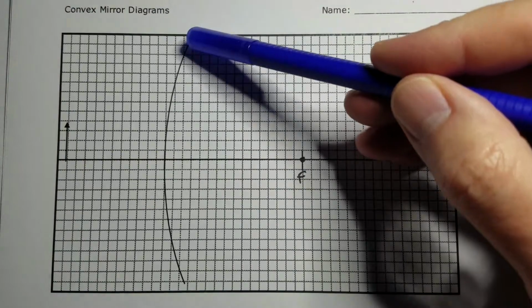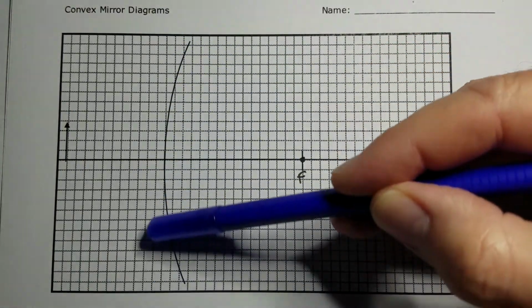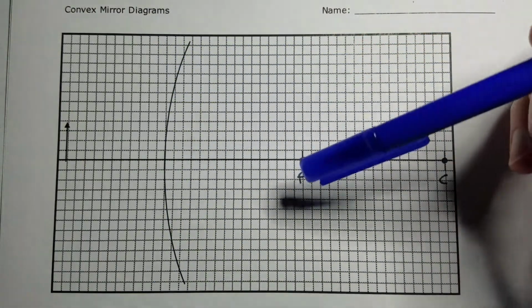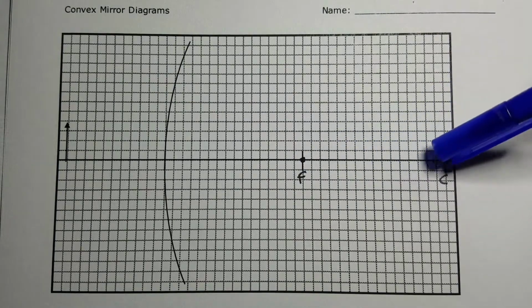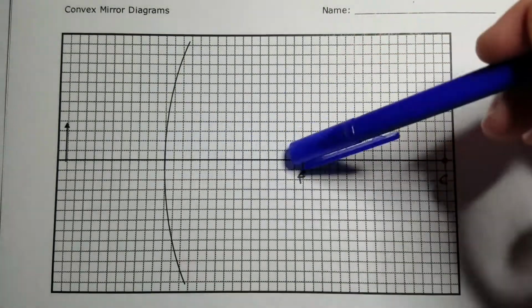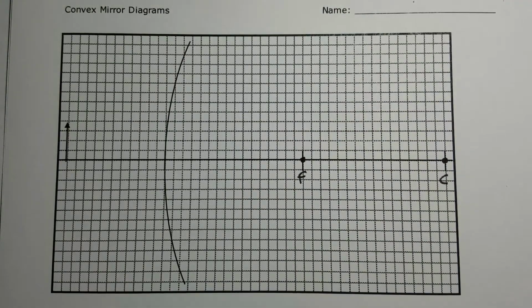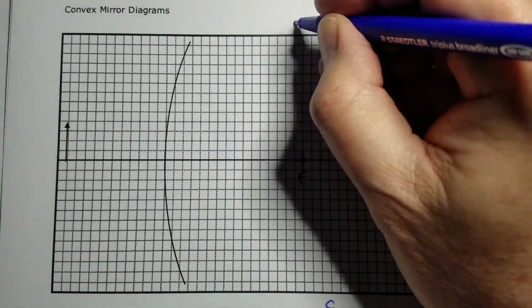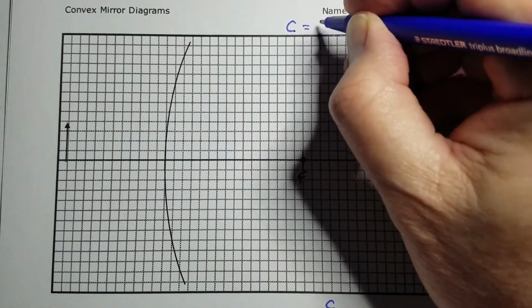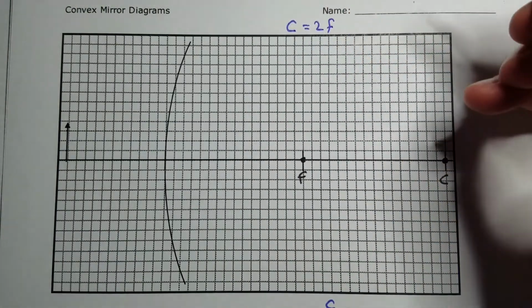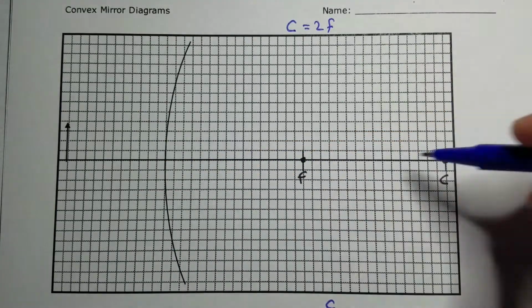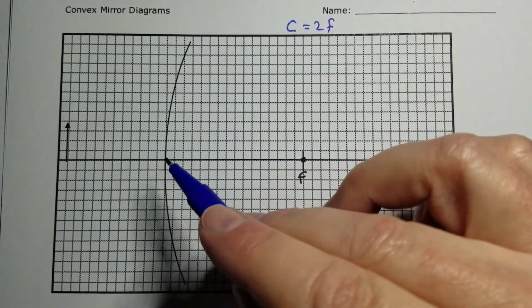Now, a convex mirror is bowed out in the center, and so the focal point is actually behind the mirror, as well as the center of curvature. The distance to the focal point is the focal length, and the distance to the center of curvature is the radius of curvature. The relationship is that the radius of curvature, C, is equal to twice the focal length. So if this is 10, then that's 20, and all distances are measured from the mirror.